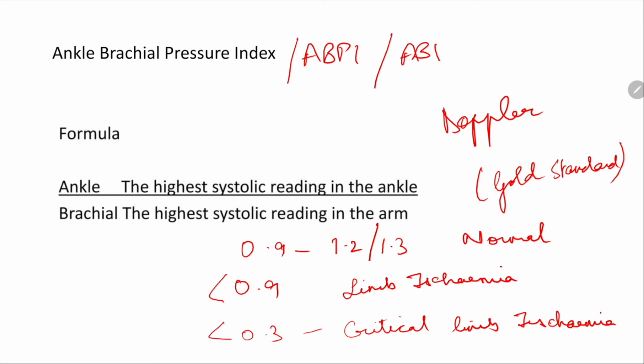So you might also ask, what if the ABPI is high? Why can't it be more than 1.3? There is a condition called arteriosclerosis. Please do not confuse this with atherosclerosis. Arteriosclerosis is when there is calcium deposition on your vessels, so they become hard, they become rigid. In that case, you might get an ABPI of more than 2. So this is a relatively rarer question, but this might also be asked about ABPI.